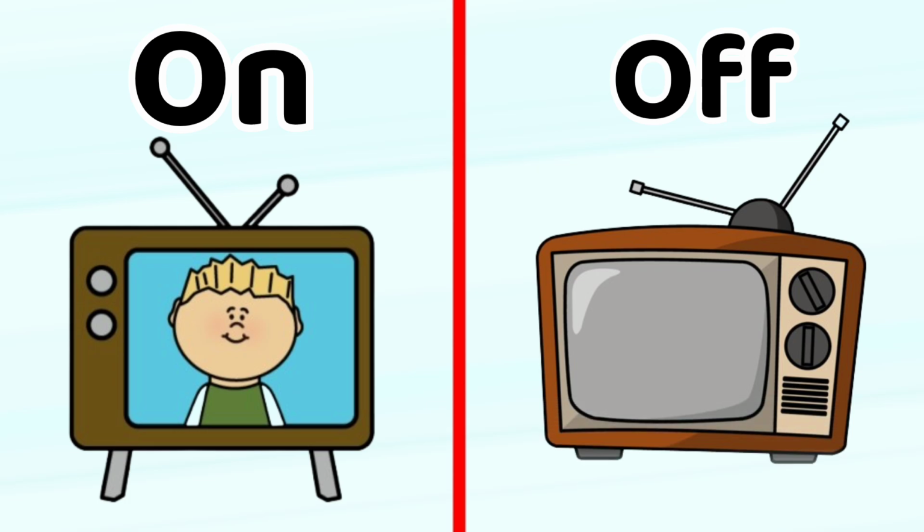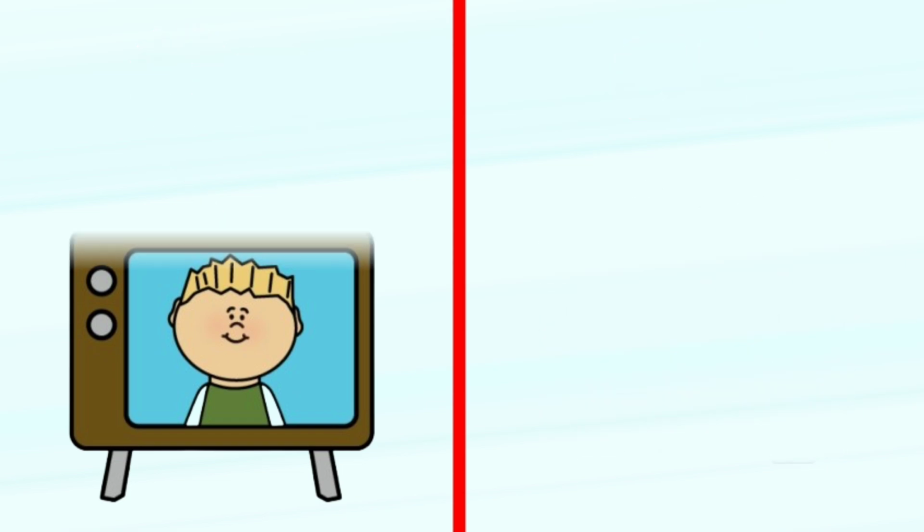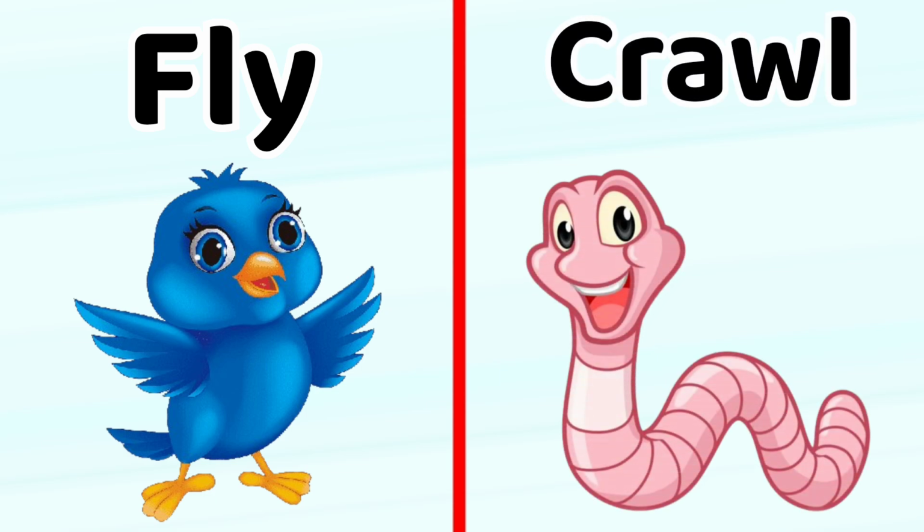On, off. Children, this TV is on. This TV is off. On, off. Fly, crawl. Children, this bird flies. This caterpillar crawls. Fly, crawl.